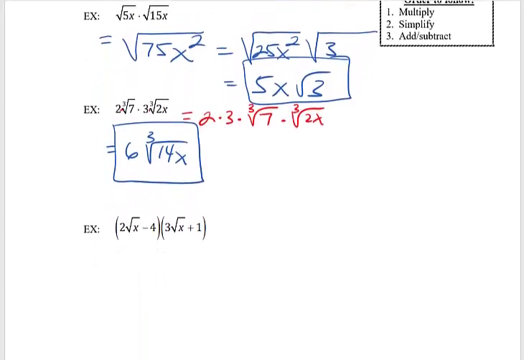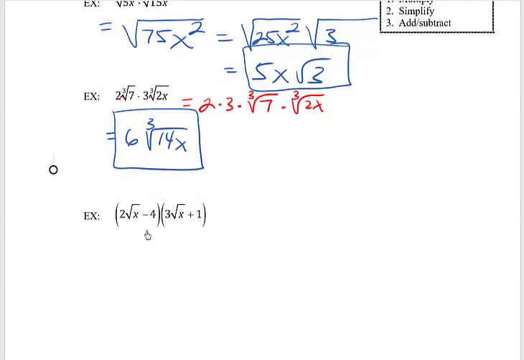Let's take a look at the third example. This is somewhat complicated looking here at the start. I got a lot going on here. What your brain is supposed to be telling you is, boy, this looks an awful lot like a FOIL problem. And that's exactly what it is. This is a FOIL problem. I've got a binomial here times another binomial here, so we will treat it just as a FOIL problem.